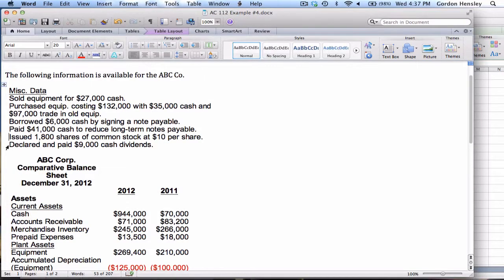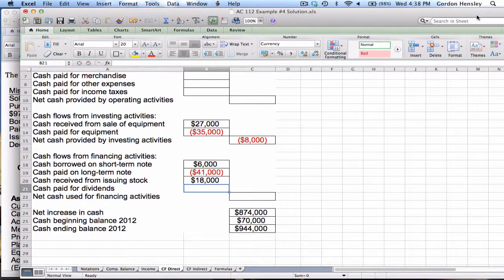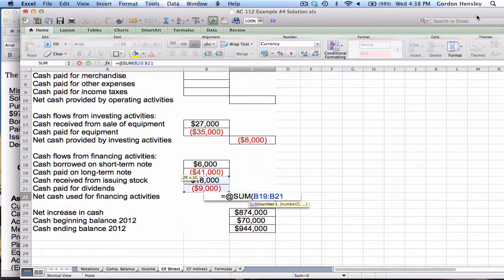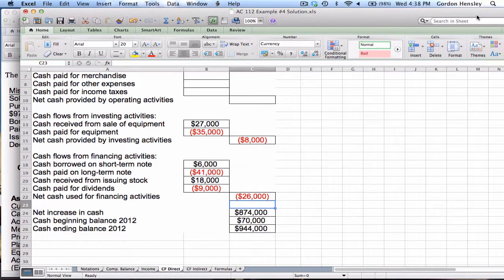And then finally, it says they declared and paid 9,000 cash dividends. So that's cash paid for dividends, 9,000, but because they paid the 9,000, that's a negative. So ultimately, what I have there is a positive 6,000 minus 41 plus 18 minus 9. If I net all those together, what I have there is a negative 26,000.